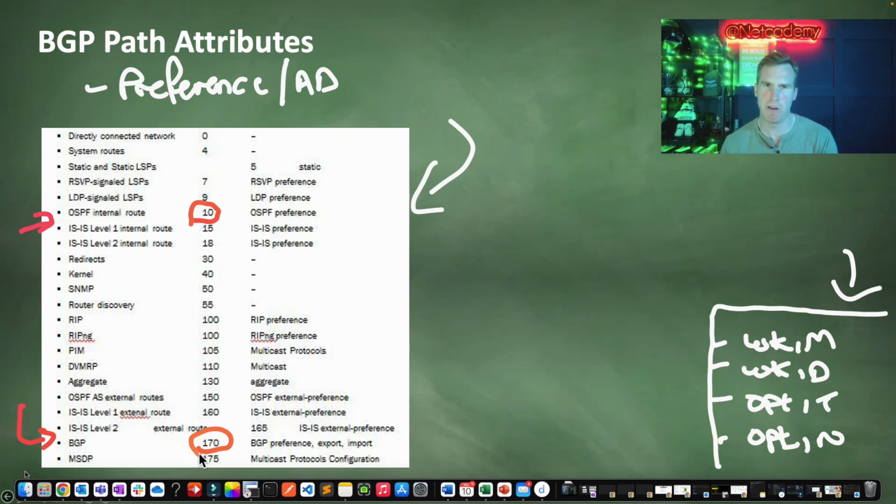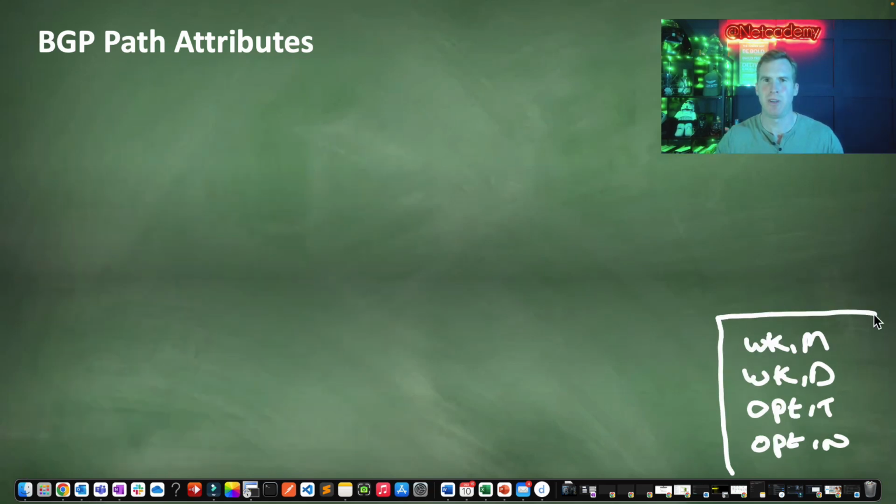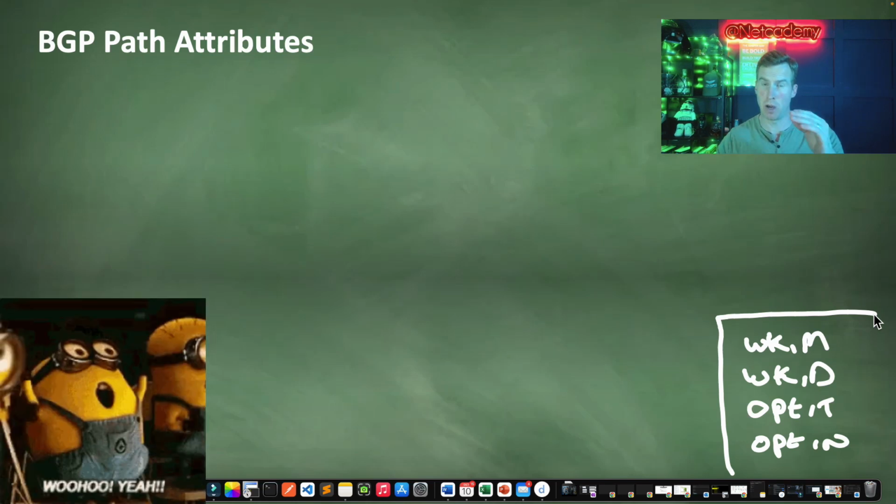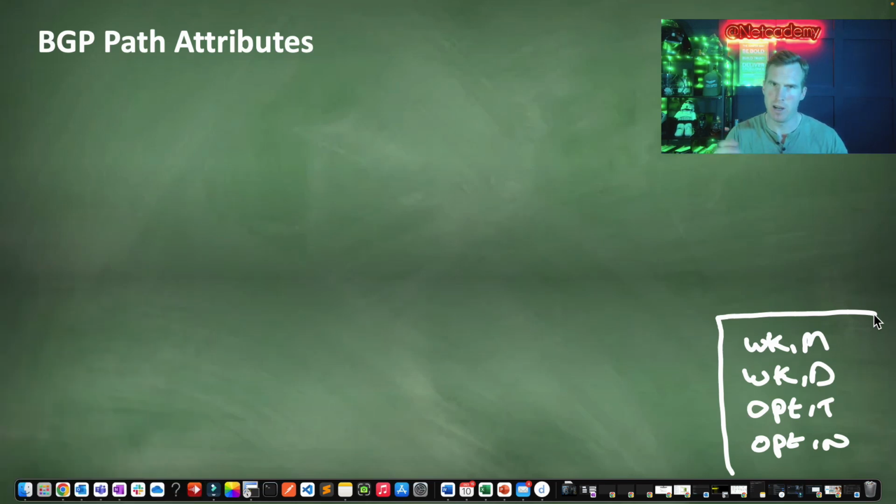So obviously lower the preference means that that routing protocol is more preferable. OSPF is always going to win in the Junos world over BGP. So let's now look at the list of those path attributes in the Junos world from the top to the actual bottom. Now, what is the first one after the preference?